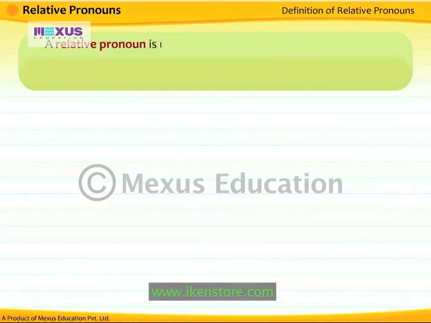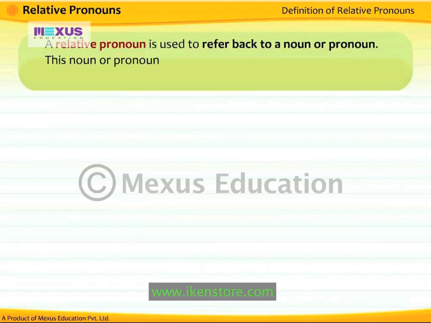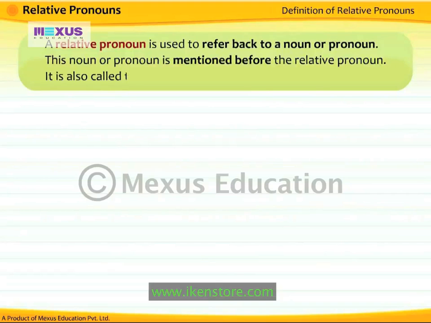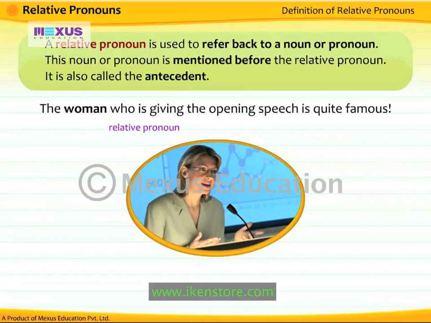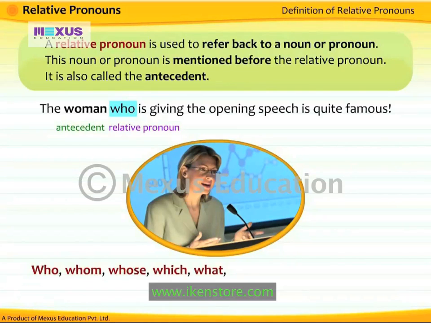A relative pronoun is used to refer back to a noun or pronoun. This noun or pronoun is mentioned before the relative pronoun. It is also called the antecedent. For example, the woman who is giving the opening speech is quite famous. The relative pronoun who is used to refer to the antecedent woman. It is called a relative pronoun because it relates to the noun going before it. Who, whom, whose, which, what, that, as are relative pronouns.